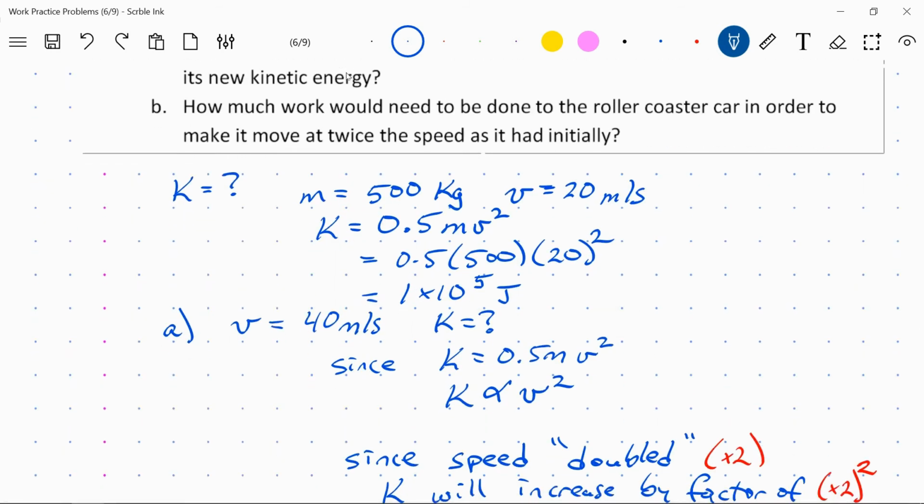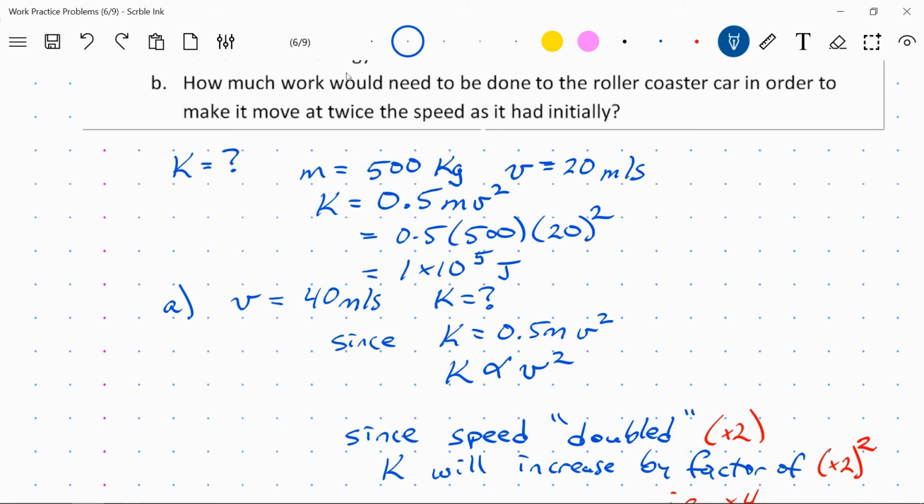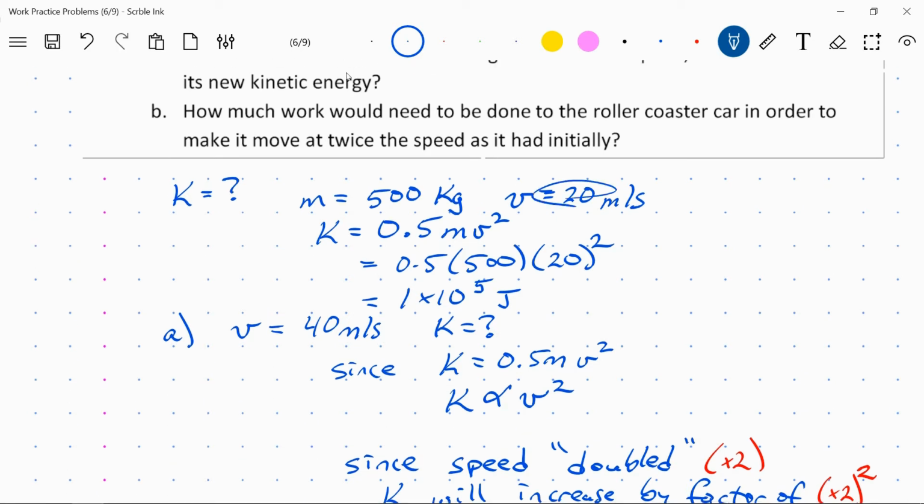Oh, in fact, let's try our shortcut out for part B. Or no, sorry, I thought this was going to change the speed up again. Part B is different. It says how much work would need to be done to the roller coaster car in order to make it move at twice the speed as it had initially. So I'm interpreting that as it was already moving at 20 meters per second.